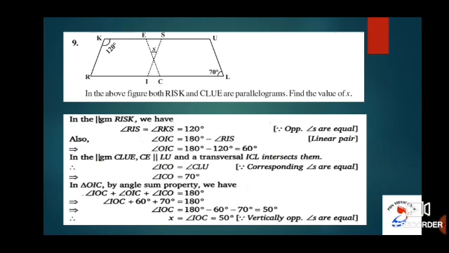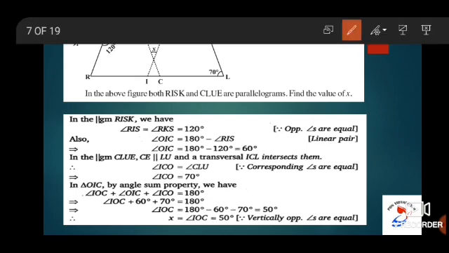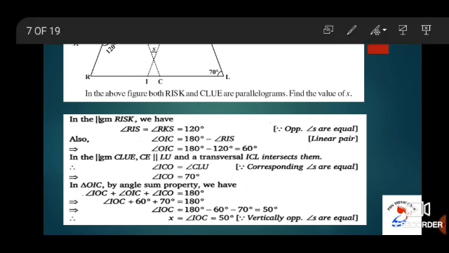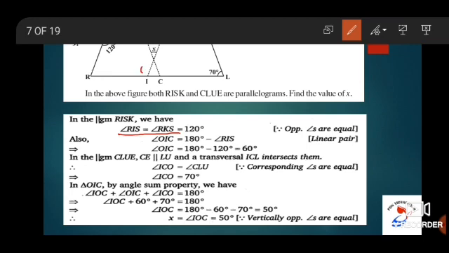Find the value of x. So in parallelogram RISK, we have opposite angles to be equal. So look at the figure. In the figure, the opposite angles, that is RIS, is equal to RKS. So I can say RIS is equal to RKS. So both are equal.